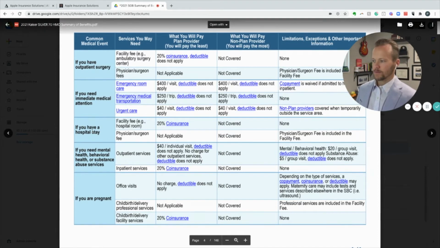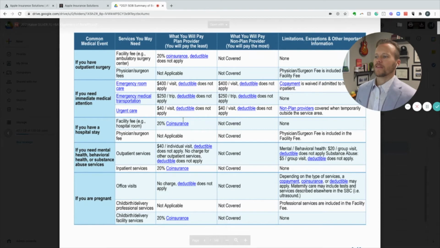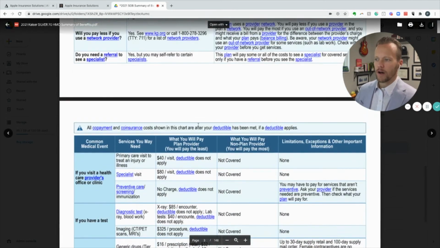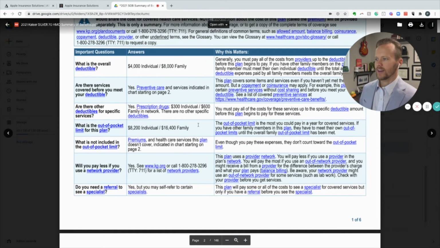If you have a hospital stay, you have to pay, with the silver plan, 20% coinsurance. Now, the 20% is what you pay. So the health insurance that you have, in this case Kaiser, would pay 80%, and you would pay 20%. If the bill is $1,000, you pay $200. If it's $10,000, you might have to pay $2,000. But it doesn't go on forever. What's your out-of-pocket maximum? And that's really important as well.